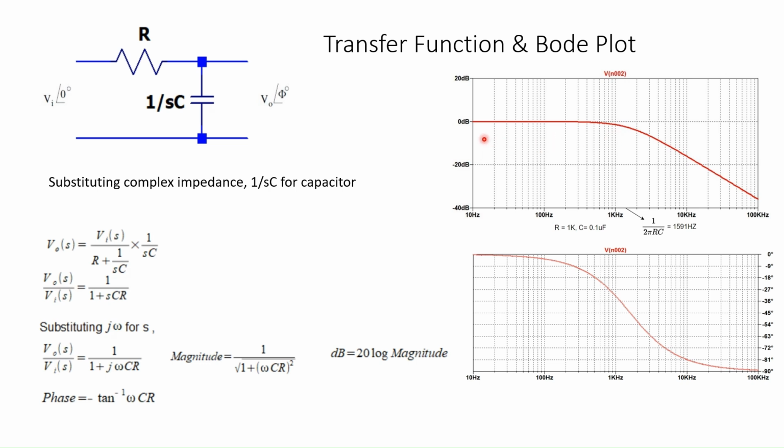It falls 20 dB per decade of frequency. From 1 kHz to 10 kHz, it falls 20 dB, and from 10 kHz to 100 kHz, it falls another 20 dB, and so on.